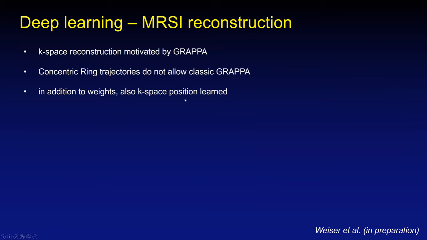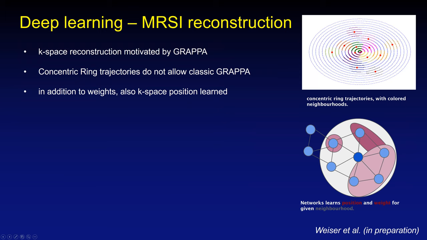Another point is the k-space-based reconstruction, for example, for parallel imaging. So we want to do parallel imaging reconstruction, for example, in this non-Cartesian k-space. And again, if we want to use the k-space-based kernel approach, here it's very difficult to use the GRAPPA approach because we don't have a Cartesian k-space and we cannot repeat the GRAPPA kernels. What we can do is train a neural network to learn the position and the weights that are important for the different neighbors, irrespective of where the position in this k-space is.